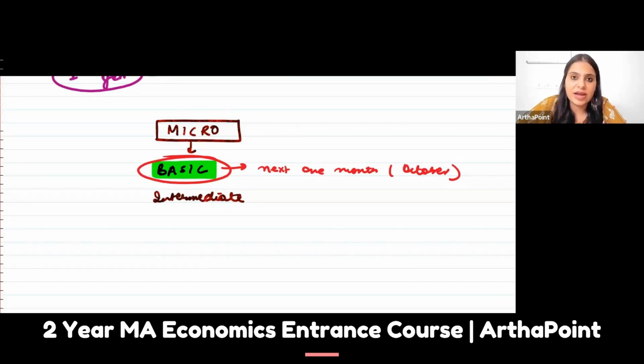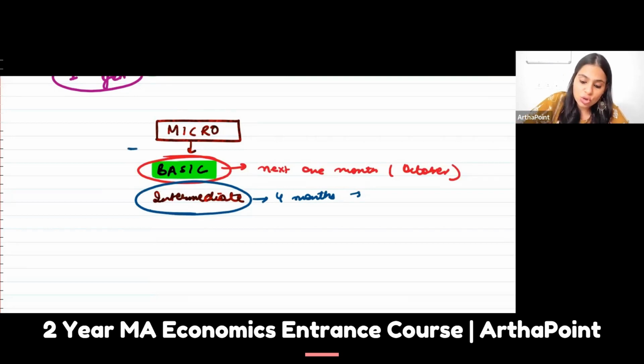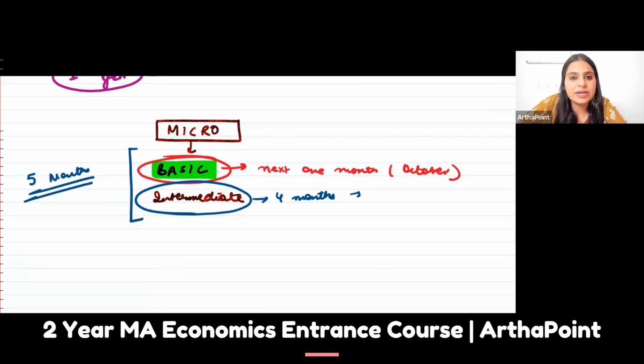After you have done that, the next 4 months are for your intermediate videos. So you will be dedicating 5 months to basic plus intermediate microeconomics.